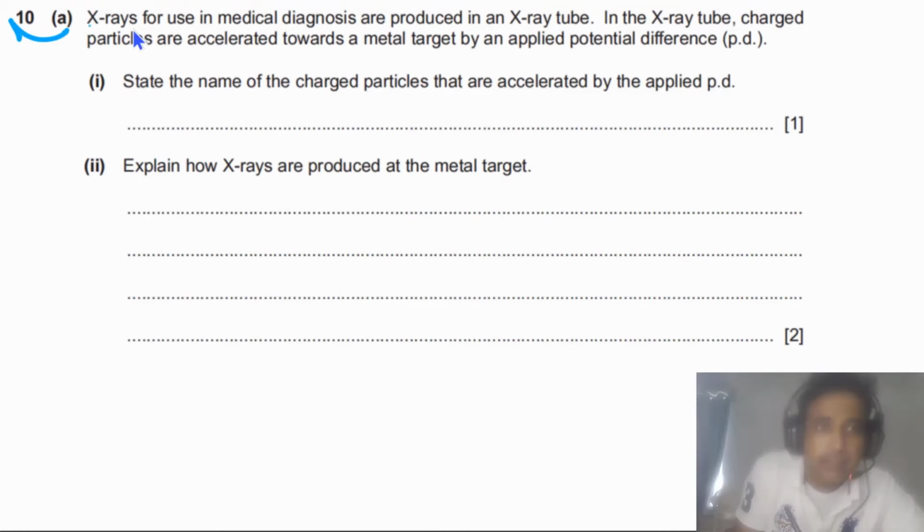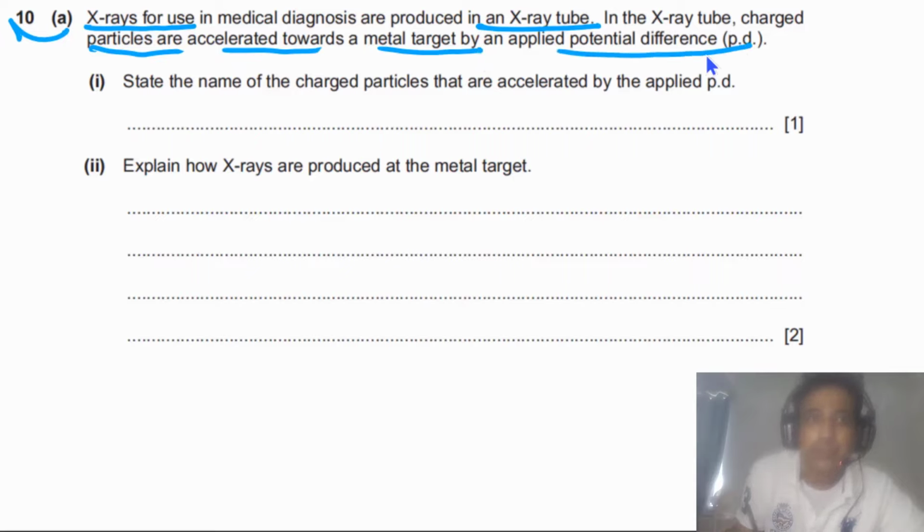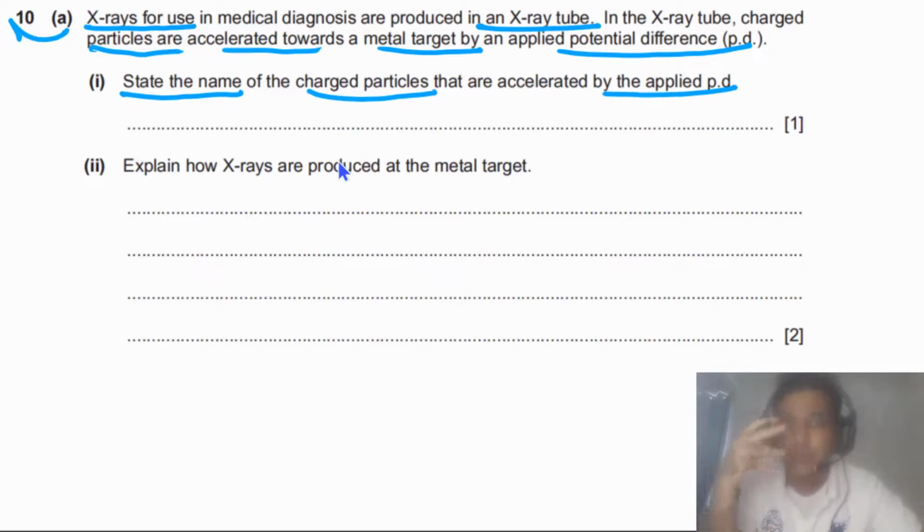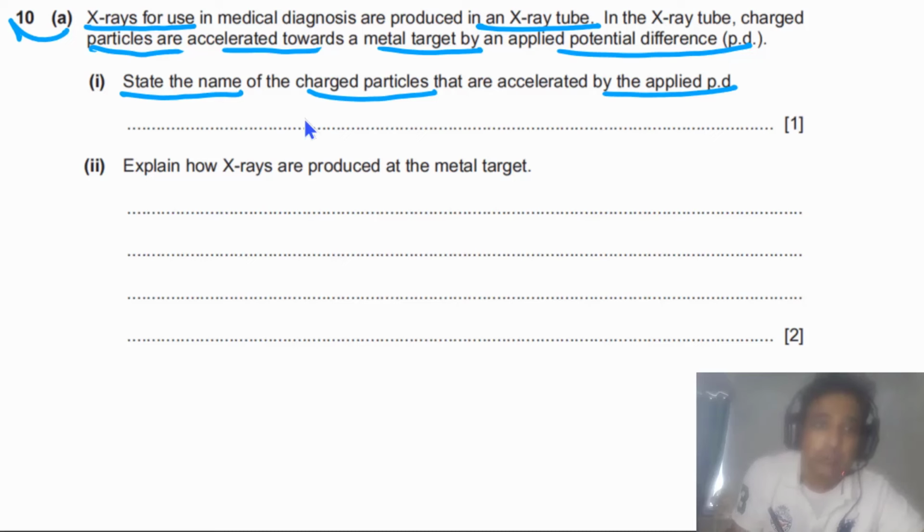Question 10 part A says X-rays for use in medical diagnosis are produced in an X-ray tube. In the X-ray tube, charged particles are accelerated towards a metal target by an applied PD, potential difference. State the name of the charged particles that are accelerated by the applied PD. In production of X-rays, first of all, we heat up a metal. We produce electrons by thermionic emission, meaning when we heat up a metal, electrons are emitted. So these charged particles are electrons.